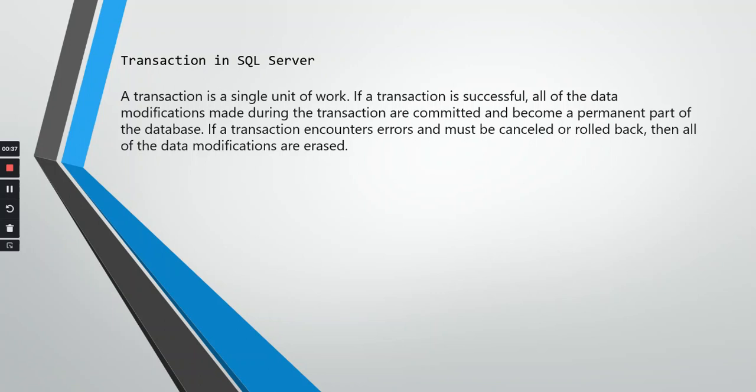Within a transaction, whatever DML operations you perform, either they all succeed, or if any of the DML statements has an issue and needs to be cancelled or rolled back, then everything is rolled back, right? So everything would be undone. Okay, so this is a transaction.